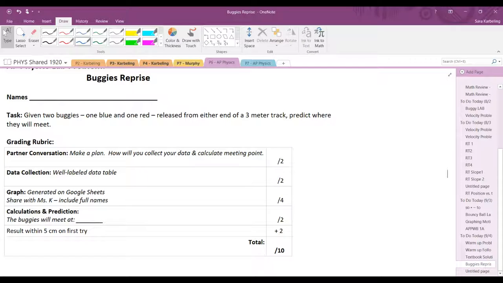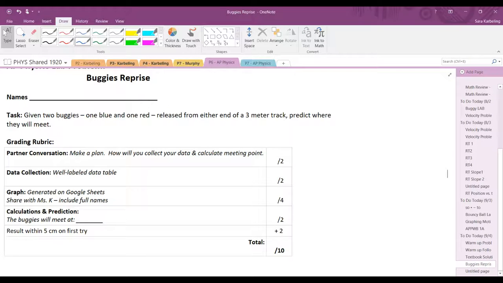What I would like you to submit to me is some sort of plan, some sort of data table, because you're going to collect data about your 2 cars before you make a prediction. You're not just going to be like, I think it's at 1 meter and 25 centimeters. It's not going to be divine intervention to get this information, right? You're going to do some math and some physics to show me, okay? You're going to make some sort of graph based on that data, and then make a prediction.